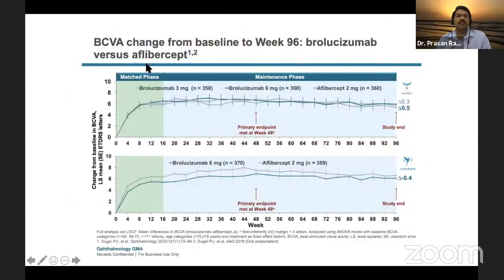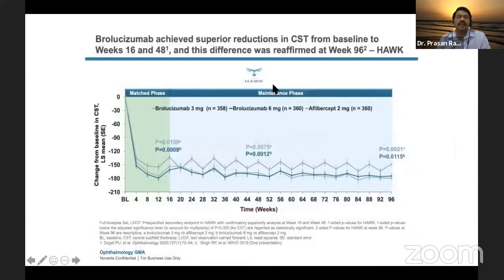So let's go to the visual acuity results. If you look at the visual acuity change from baseline to week 96, brolucizumab versus aflibercept, you can see they had almost similar results at the end of 96 weeks. Please note that this is a non-inferiority clinical trial, and the patients were given injections at 8 and 12 weeks. So there's a possibility that eyes which could have been treated with brolucizumab could have better vision as well. Brolucizumab achieved superior reduction in CST from baseline.